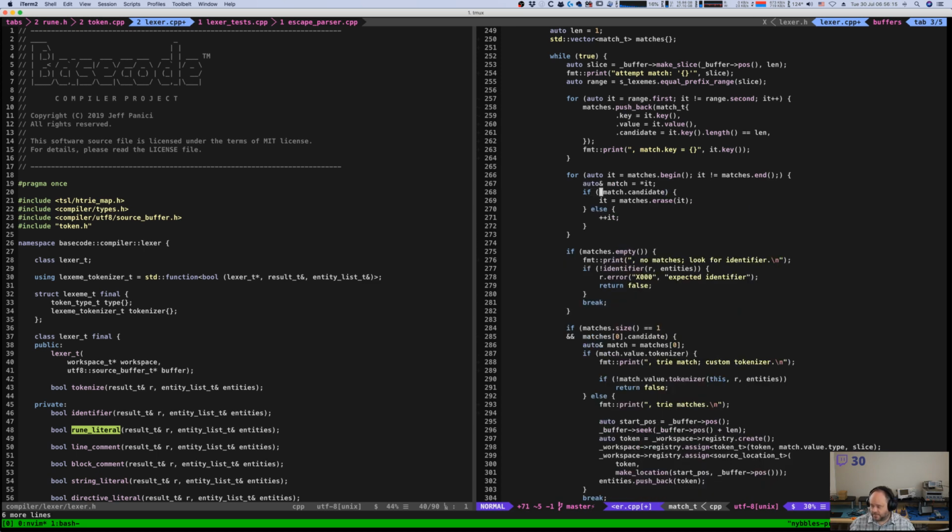So if match is a candidate and match key length is less than length, then we erase it, right? What this is going to do is every subsequent round, the matches that we've carried over that are no longer specific enough get dropped. But does that work?